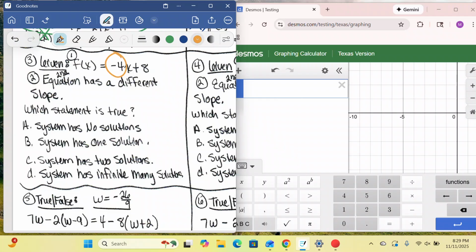All the criteria on the second equation is that it has a different slope. I can say 2 is a different slope. I can say 4 is a different slope. I can say negative 2 is a different slope, as long as it has a different slope.